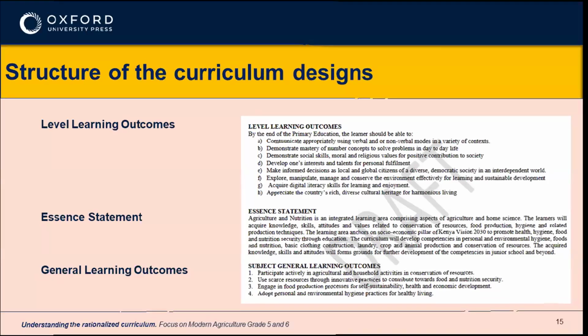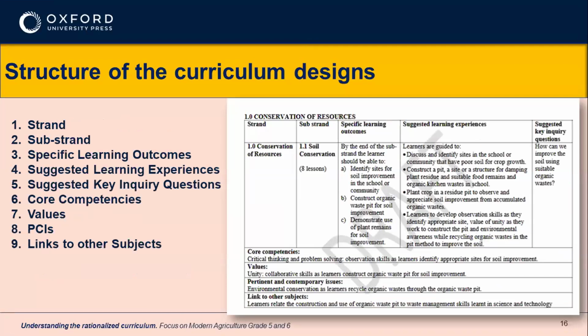Of course, after this, we have now the core part of the curriculum design, which we shall dwell on for a while. The curriculum design is arranged as you can see there. We have the strand. Like now I'm picking strand 1 for grade, this should be grade 5, where they're going to cover conservation of resources. Then the sub-strand will be soil conservation.